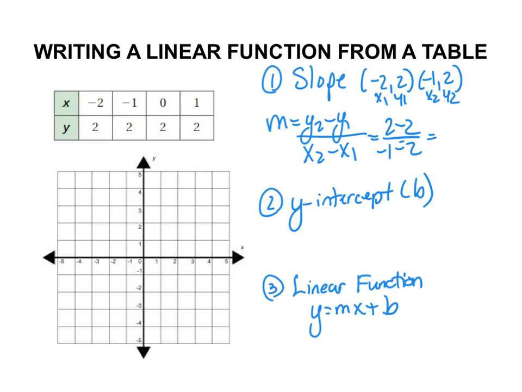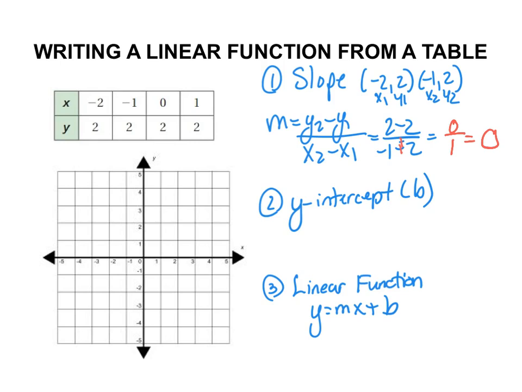When I do the math out, 2 minus 2 is 0. And in the denominator, -1 plus 2 is 1. Now 0 divided by 1 would give me a 0 slope. I'm not going to say anything about that right now. We'll talk about that in a minute.